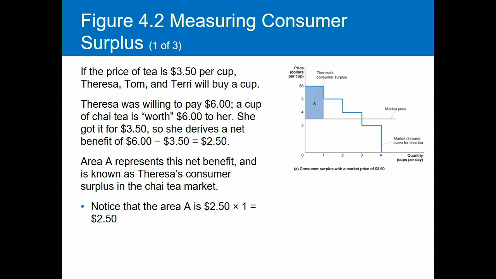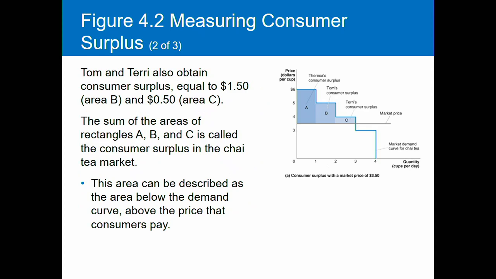And in this case, it's just one quantity, we're using 0 to 1, so it's 1 cup of tea. So 1 times 250, so the area is 250. But it's not just Teresa that gets a benefit. Tom and Terry also get a benefit in excess of what they're paying for.